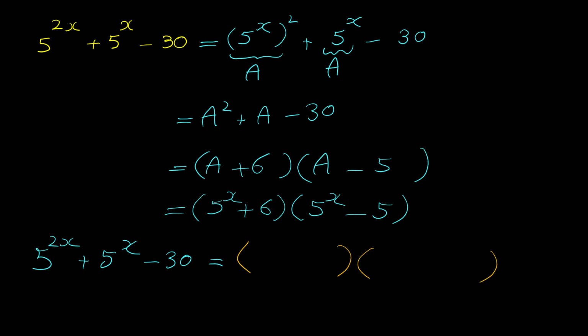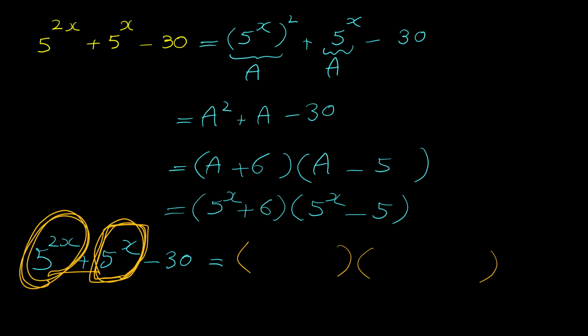In each bracket normally we have to put x, but the variable here is not x. The variable is basically this expression, which is 5 to the x, and here it is raised to the 2. So in each bracket we should not put x, we should put 5 to the x. This is the variable in this case. 5 to the x in each bracket.